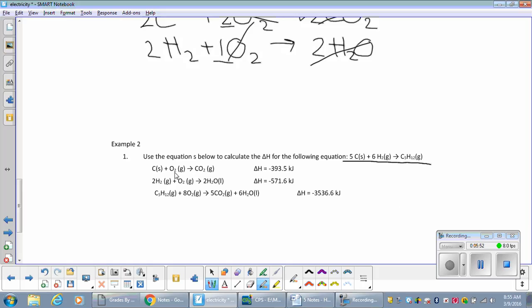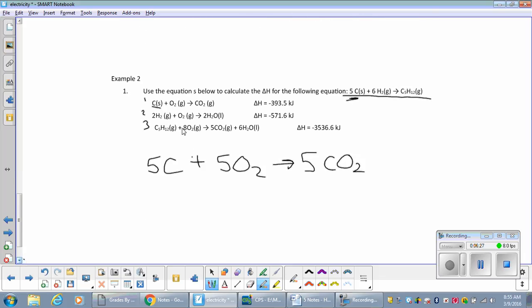So this time, here are our 1, 2, 3 intermediate steps. I want you to notice that in this intermediate step, we only have 1 carbon, but in our final one, we have 5. That should be a clue to you that you are going to be multiplying this intermediate step by 5. You are changing the coefficient to 5. So we're going to start with that.